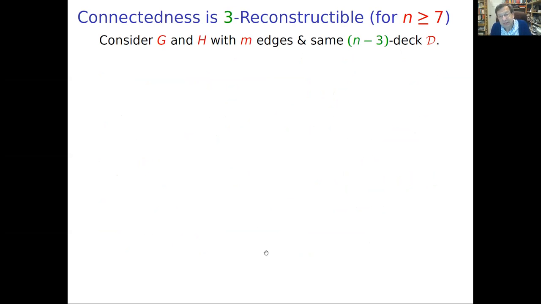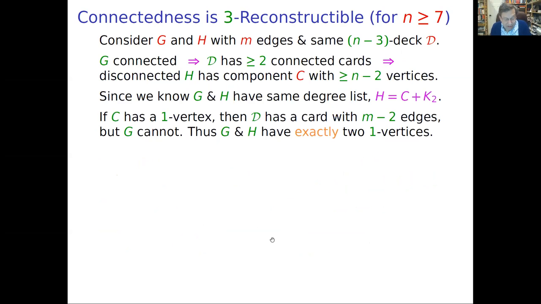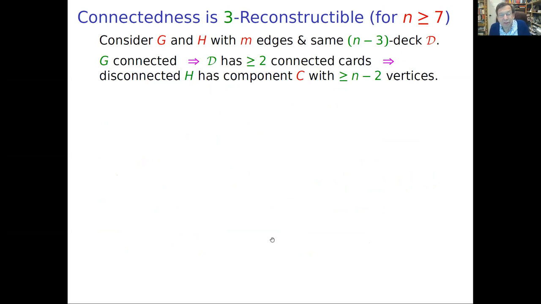Connectedness is 3-reconstructible for n at least 7. Well, I think I should probably skip this. I have to tell you about this.